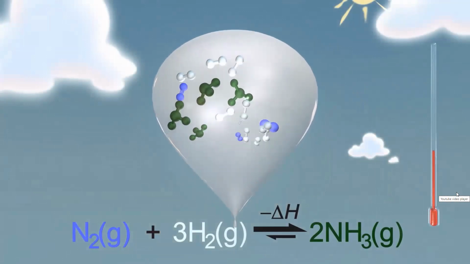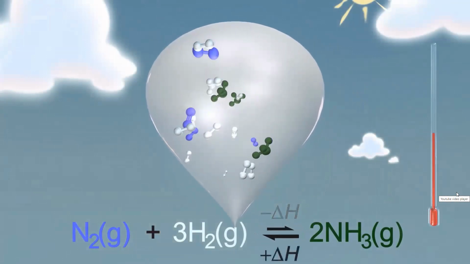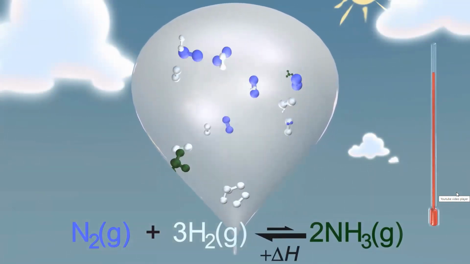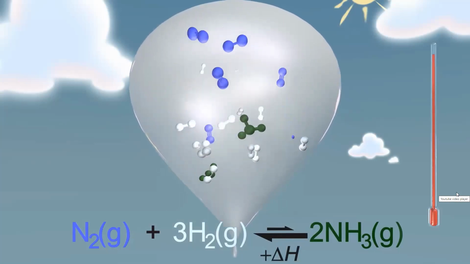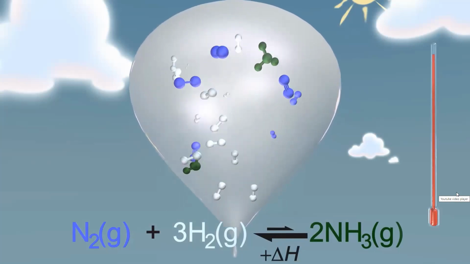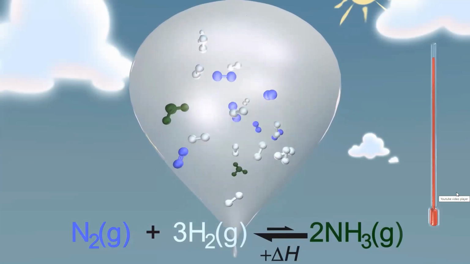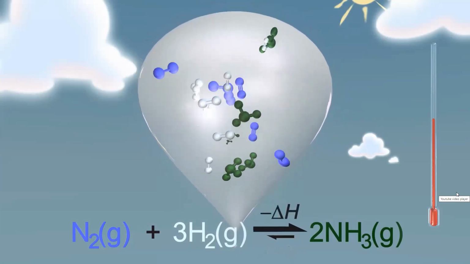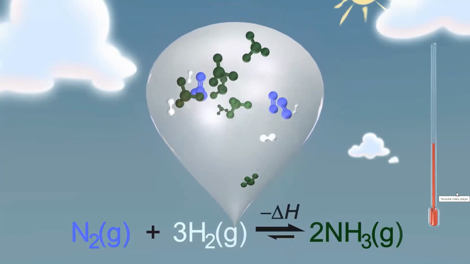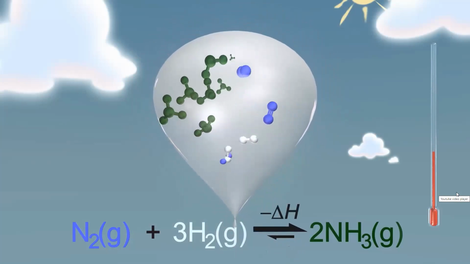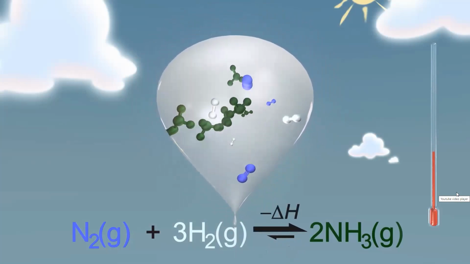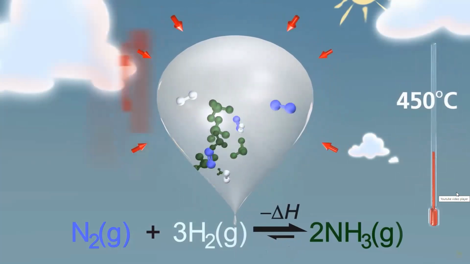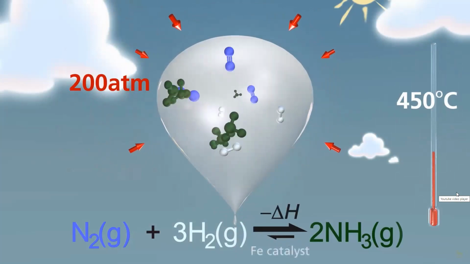Increasing the temperature drives the equilibrium position to the endothermic left-hand side, as the system absorbs additional heat energy from the surroundings. Decreasing the temperature drives the equilibrium position towards the exothermic right-hand side. The system gives heat energy back to the surroundings. A better yield is obtained at lower temperatures, but this benefit is offset by a slower reaction. Industrially, a temperature of 450 degrees Celsius, a pressure of 200 atmospheres, and an iron catalyst is used.